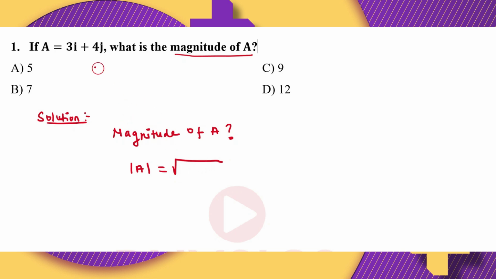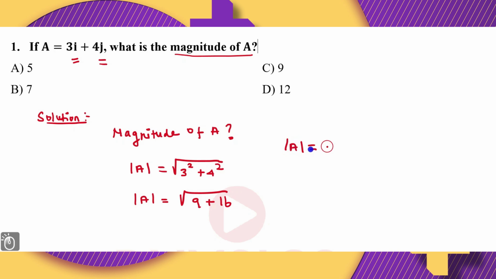So what is that here? We are given 3i and 4j. We just have to square: 3 square plus 4 square. Mod A is equal to 3 square is 9 plus 4 square is 16. So mod A is equal to 9 plus 16, that is 25. Taking the root, we get 5. So the answer will be 5.